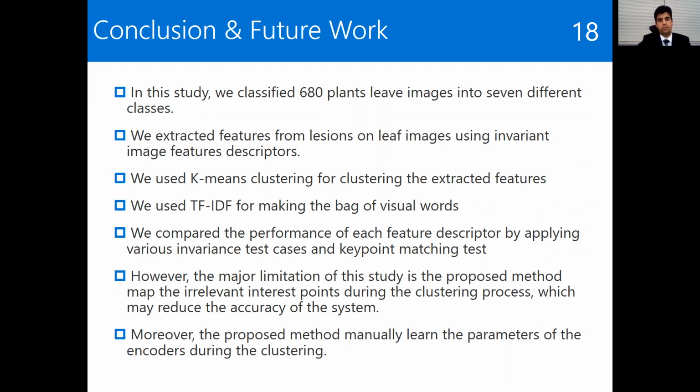This slide explains the conclusion and future work. In this study, we have classified 680 plant leaf images into 7 different classes, and then we extracted features from lesions on the leaf image using invariant image feature descriptors. Then we used K-means clustering and TF-IDF to make the bag of visual words. We then compared the performance of each feature descriptor by applying various test cases and key point matching tests.